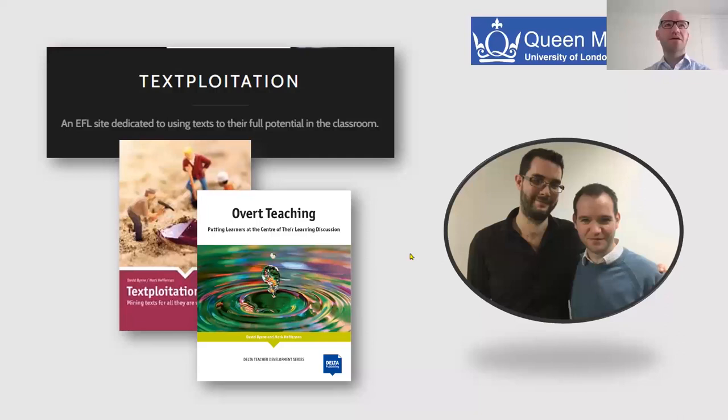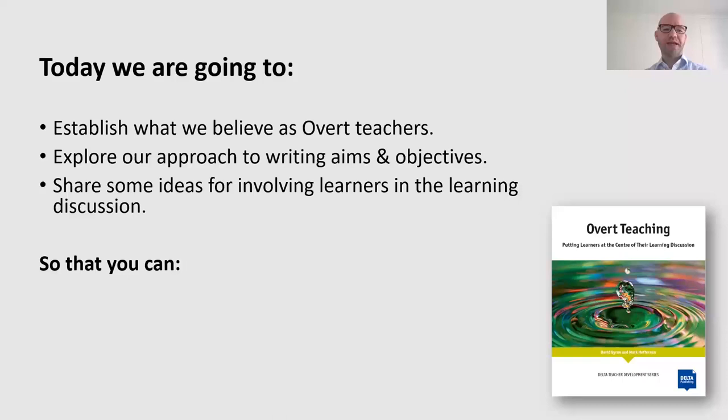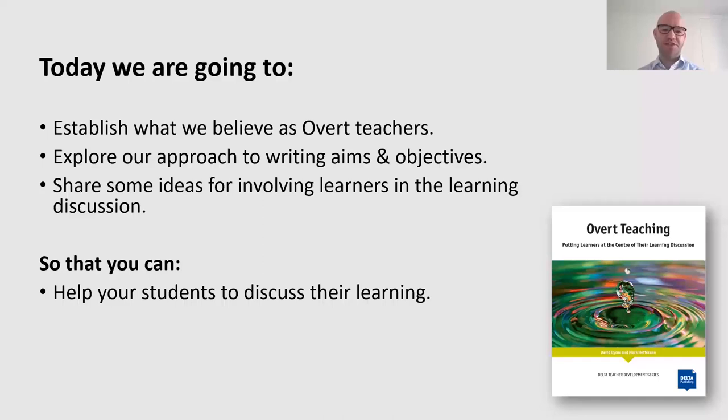And we're going to hopefully make the case for an overt approach today, because what we're going to do is establish what we believe as overt teachers. We're going to explore our approach to writing aims and objectives, and we're hopefully going to challenge some of the existing ways in which aims and objectives are seen, and maybe move them from being a bit of a tick box to actually a useful embedded part of a learning experience. And we're going to share some ideas for getting learners into the learning discussion. And you'll see this format frequently today, that today we are going to, so that you can help your students to discuss their learning. And we're going to hopefully make a convincing argument for why your students should be discussing their learning. Sure. And greetings to everyone that's coming in as well.